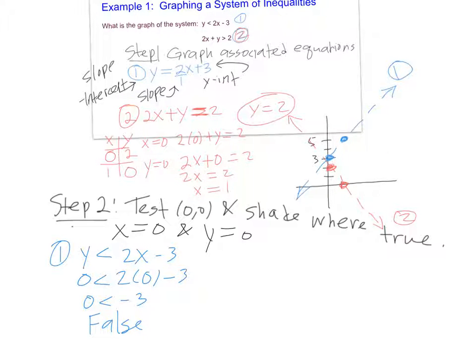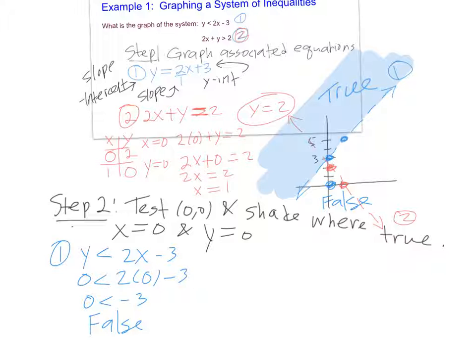The graph of the line that we created splits the plane into two sides, a false side and a true side. Every point on one side is true or it's false. We tested (0, 0) for number 1 and it was false. So from the standpoint of inequality 1, the lower side is false and the upper side is true, so we'll shade the upper side. We've shaded the true side for inequality number 1.